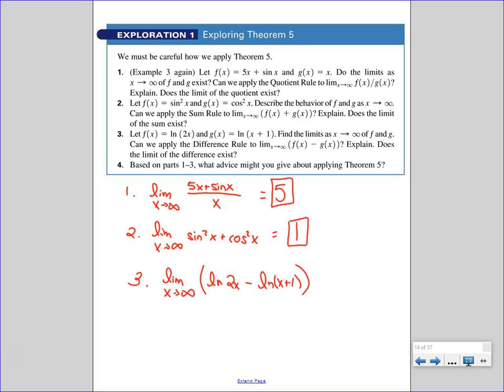Number 3. Find the limits as x approaches infinity of f and g. Can we apply the difference rule to subtraction? What's the limit as x goes to positive infinity of ln of anything, basically, as long as it's not absolute value? Infinity, right? Minus, what's the limit of ln of x plus 1? Oh, well, wait a minute. Oh, infinity minus infinity is 0, right?